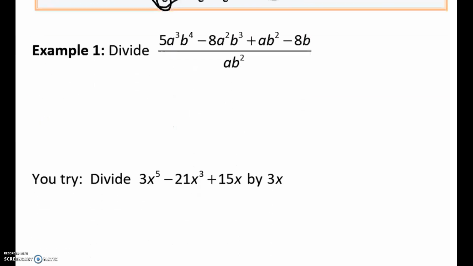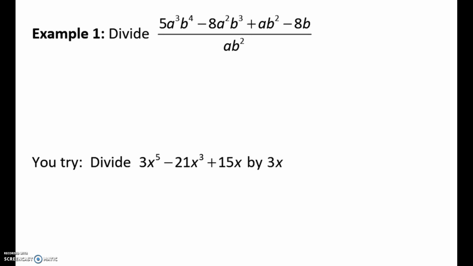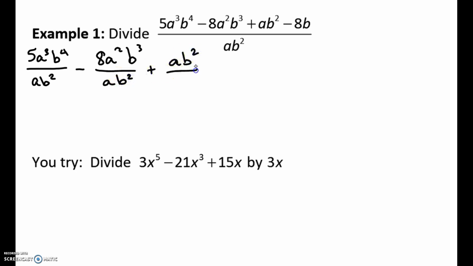So let's look at an example. Down here, I've got 5a cubed b to the fourth minus 8a squared b cubed plus ab squared minus 8b, and I want to divide all of that by ab squared. So what I'm going to do is rewrite this as multiple fractions. I'm going to start off by looking at 5a cubed b to the fourth divided by ab squared, minus 8a squared b cubed divided by ab squared, plus ab squared divided by ab squared, minus 8b divided by ab squared. When we do this now, we can cancel things.